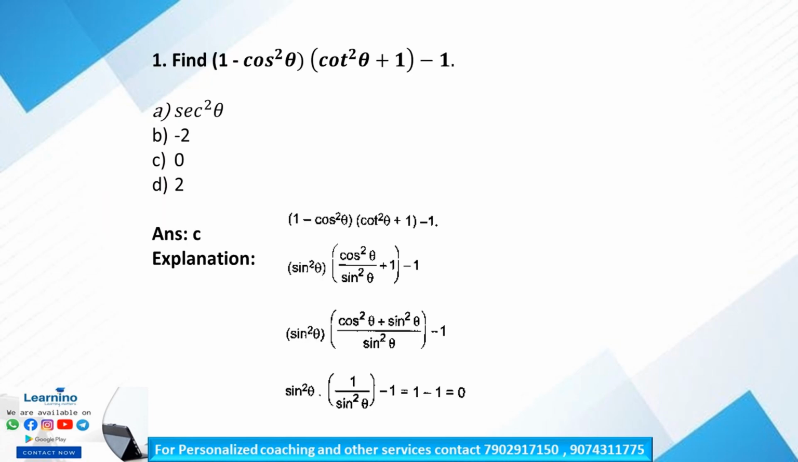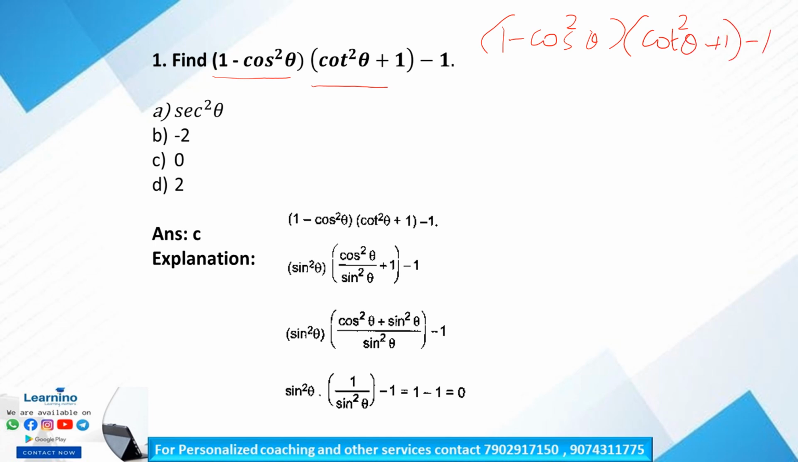Question number 1. Find (1 minus cos square theta) into (cot square theta plus 1) minus 1. So we have 1 minus cos square theta into cot square theta plus 1 minus 1. Let us rewrite here.